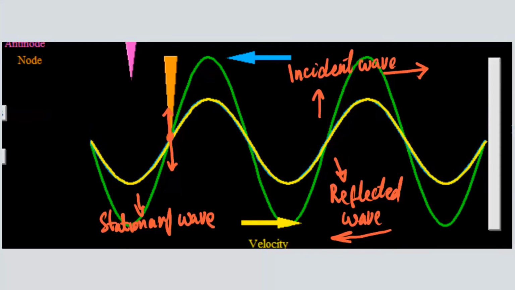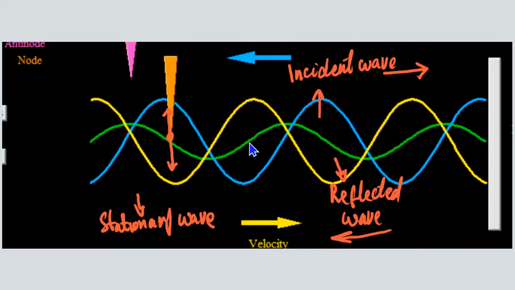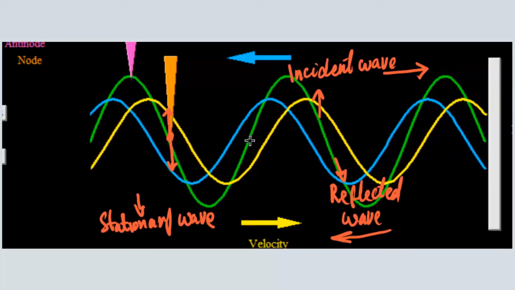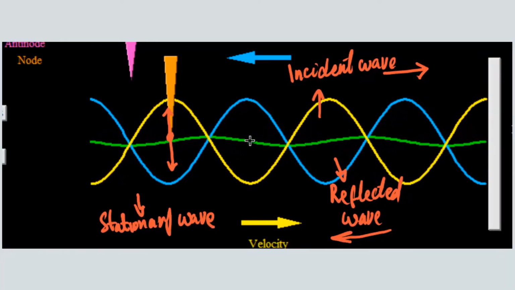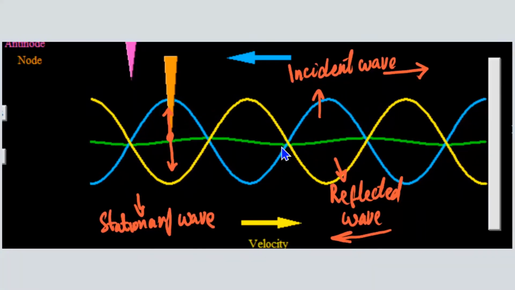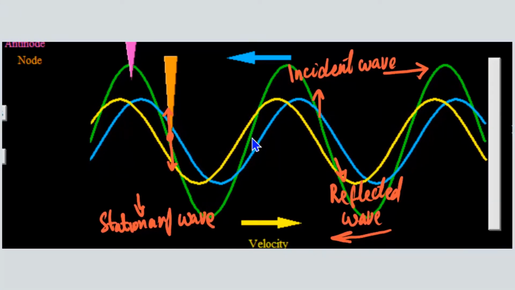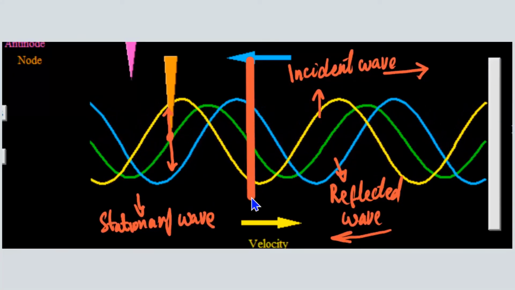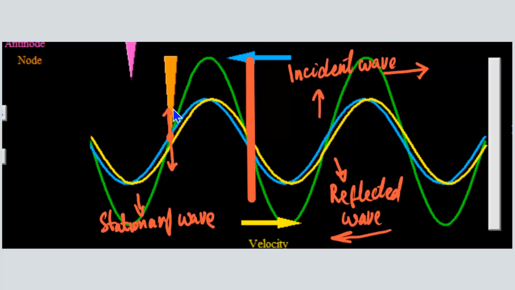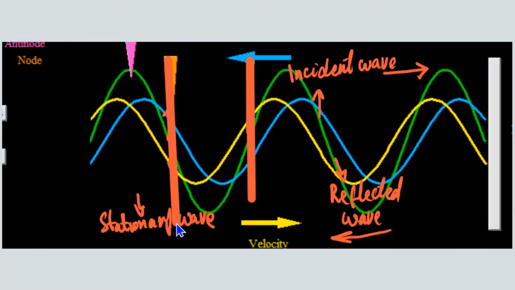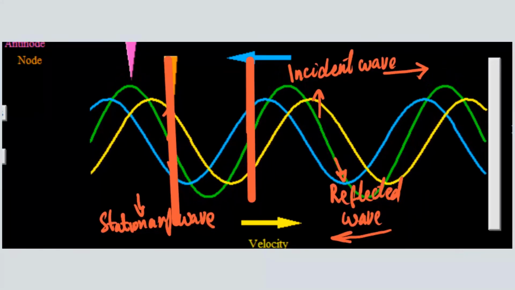Let's try to find another node. If you move to this point, you can also see the particle at this point is not moving at all. Meaning the displacement of the particle at this point is equal to 0. Let me draw a line here so you can see what is happening at the node. So this is another node. You can see displacement at this point is 0. And if you look at this point, displacement is also 0.